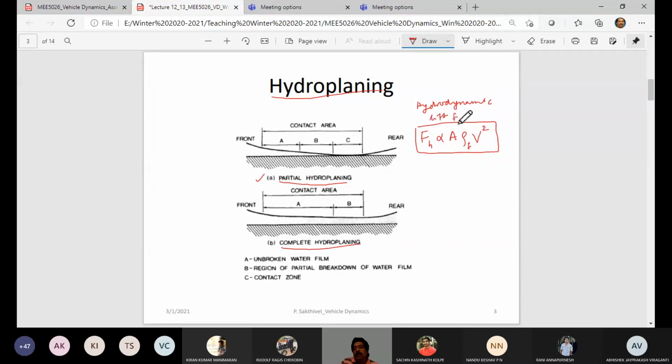Lift force component. So what will happen? This hydrodynamic lift force would balance the total weight acting on the tire wheel assembly, and a slight increase in that would cause occupation of fluid between these two. That means there is no contact of the wheel with the ground road texture, right?